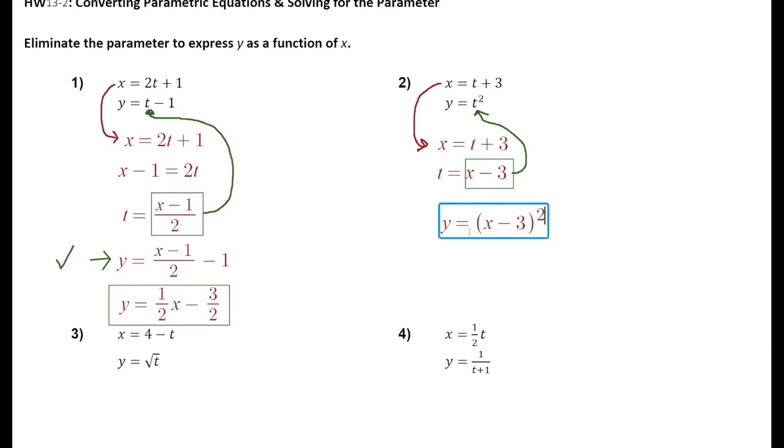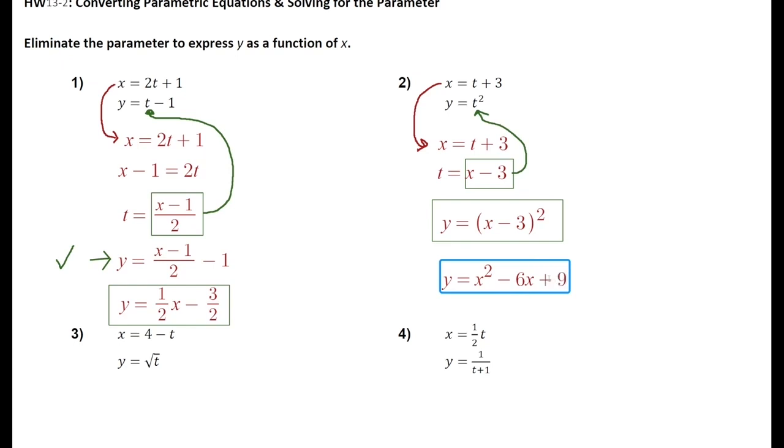Depending on what you're going for, this answer is good and fine. Nothing wrong with this. If you did square this out, you would get y equals x squared minus 6x plus 9. But that's not really necessary, unless the problem specifically needs you to have it in standard form. This doesn't ask for that.